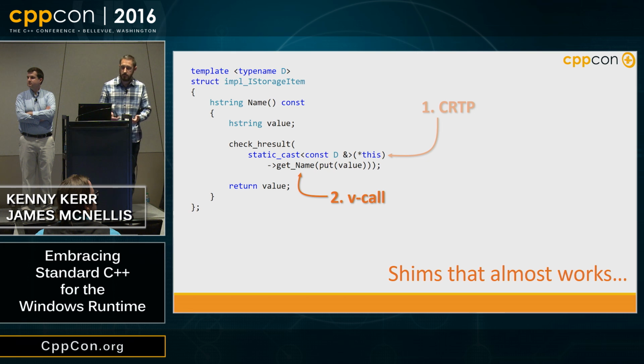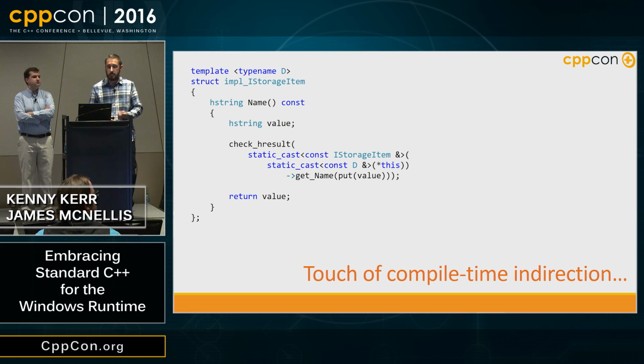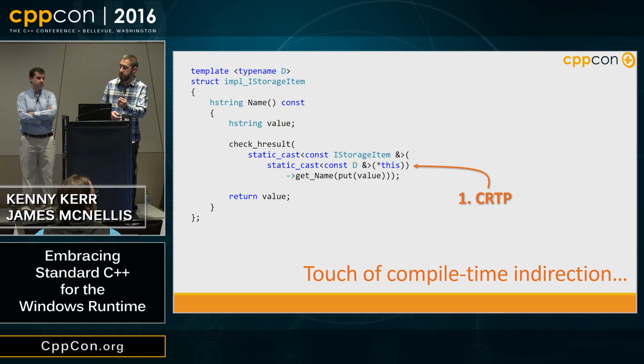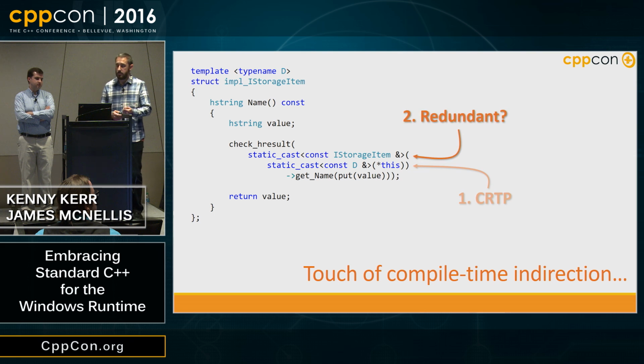So the problem again, as you should have gathered, is: how do we know we actually have the right vcall in our hands? What we need to do is add a touch of compile-time indirection. So there again is our CRTP call. We get the most derived type, and then we introduce a potentially redundant static cast. And finally, we have the vcall.